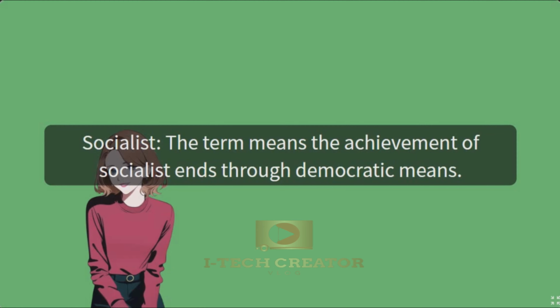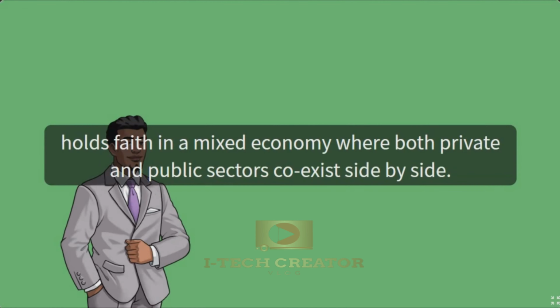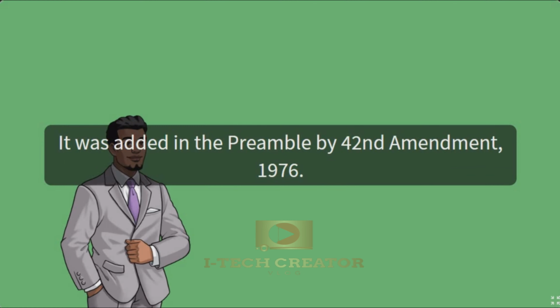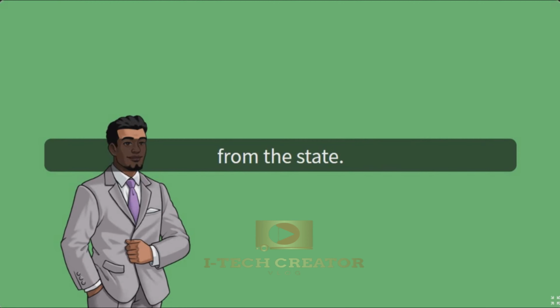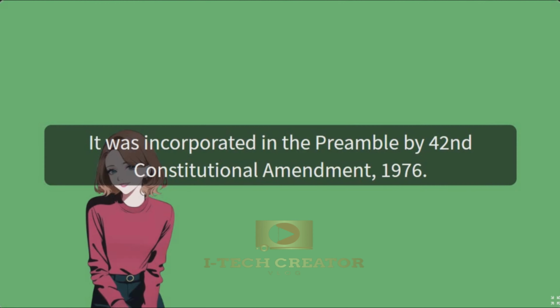Socialist. The term means the achievement of socialist ends through democratic means. It holds faith in a mixed economy where both private and public sectors coexist side by side. It was added in the preamble by 42nd Amendment, 1976. Secular. The term means that all the religions in India get equal respect, protection, and support from the state. It was incorporated in the preamble by 42nd Constitutional Amendment, 1976.